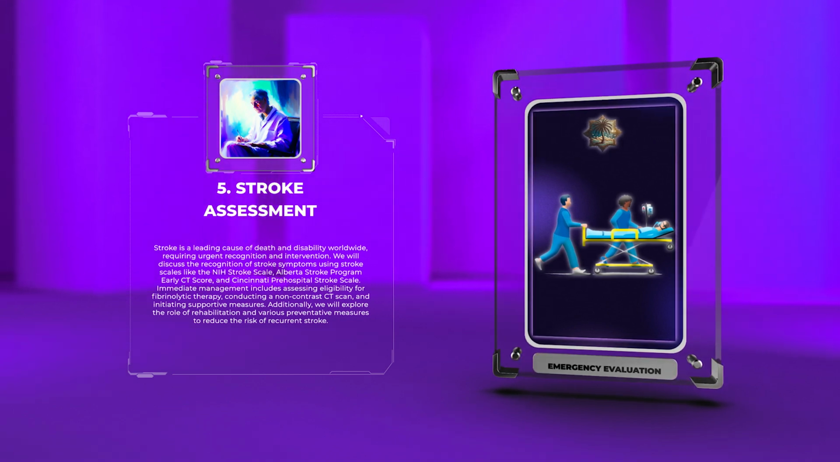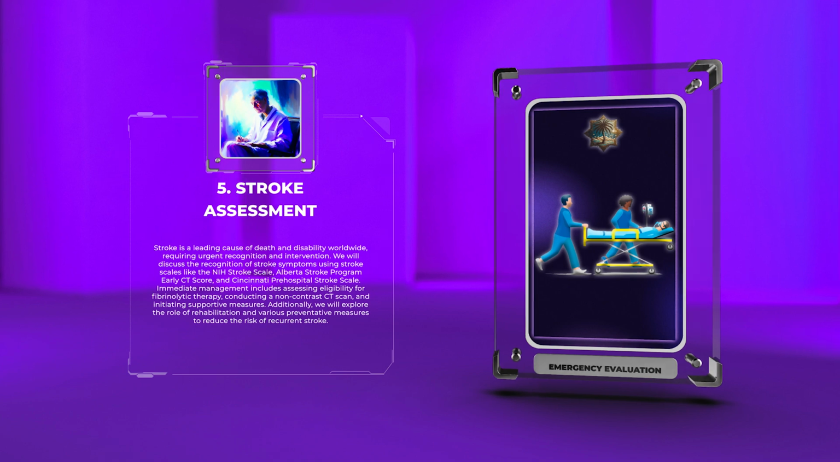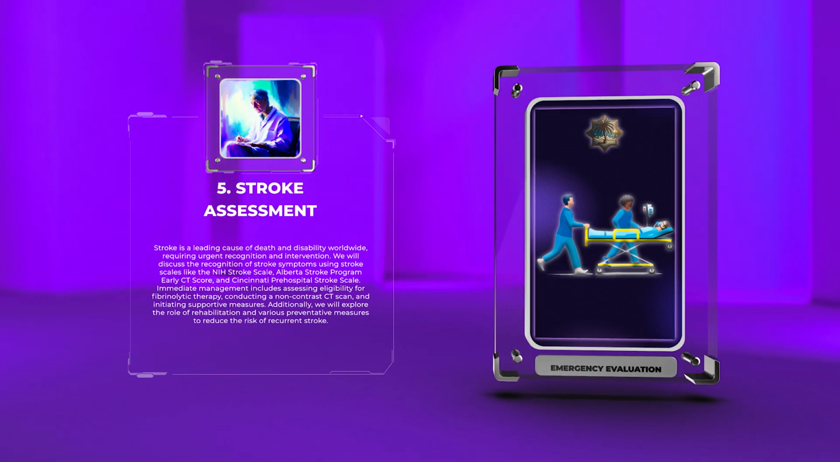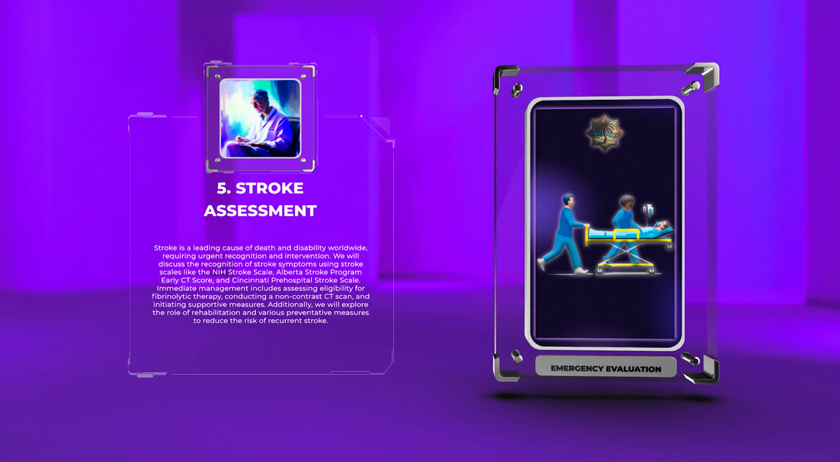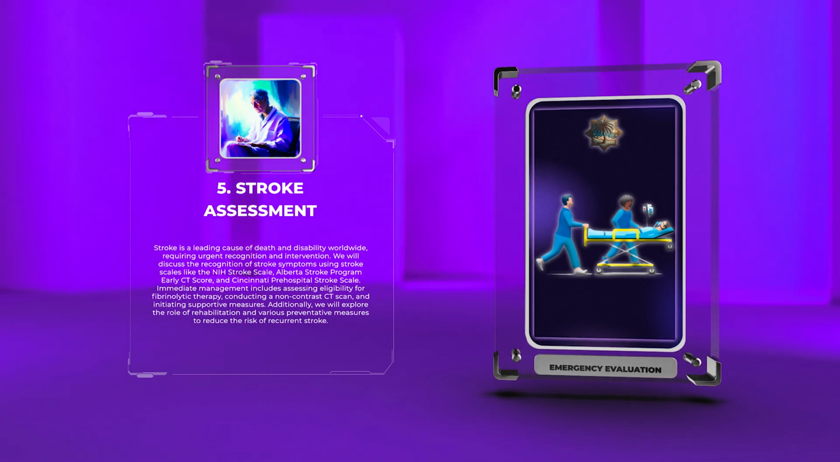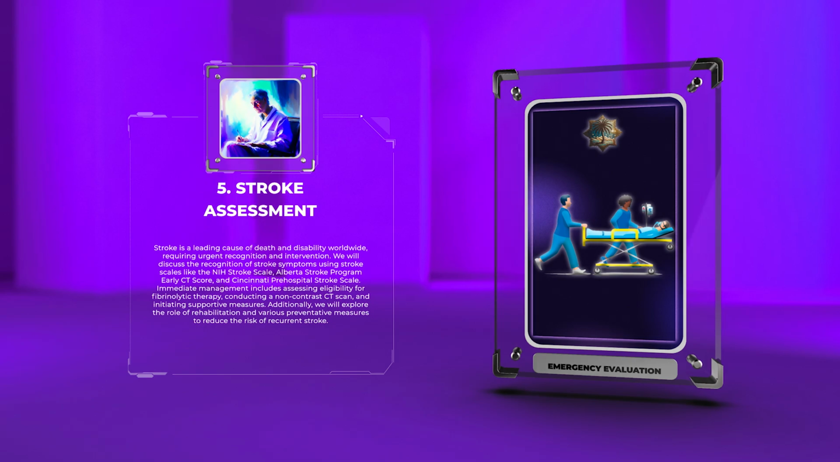Immediate management includes assessing eligibility for fibrinolytic therapy, conducting a non-contrast CT scan, and initiating supportive measures. Additionally, we will explore the role of rehabilitation and various preventative measures to reduce the risk of recurrent stroke.